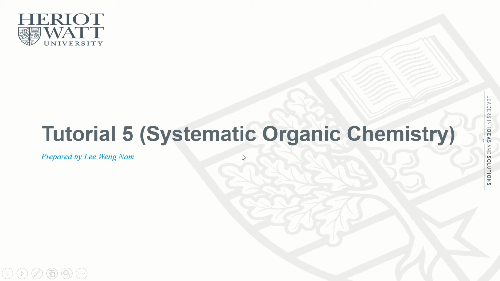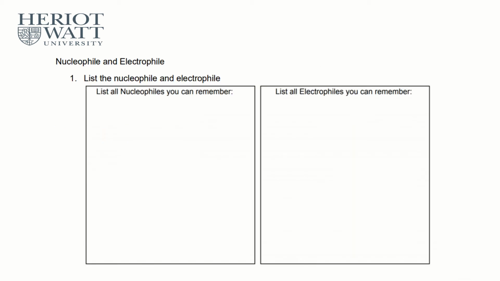Hi guys, this is the video about tutorial 5, systematic organic chemistry. Let's look at question number 1. List the nucleophile and electrophile. List all nucleophiles that you remember.